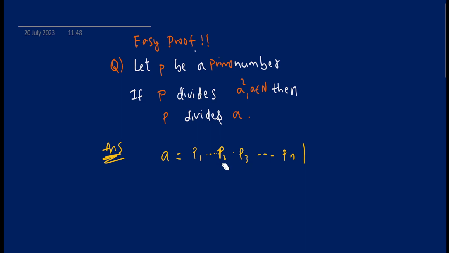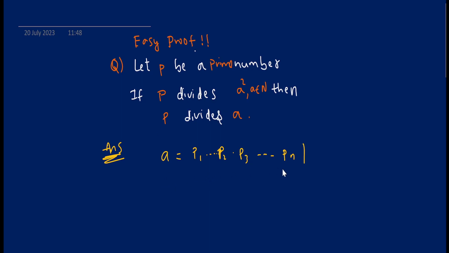p1 and p2 might be same because it's actually p1 square. We are writing it as p1 into p2. So p1 and p2 can be same. p2 and p3 can be similar. So we are factorizing such that the power of every prime number that is going to be there is 1, and p1 can be equal to p2, p2 can be equal to p3 because power can be anything, right? So we are factorizing to the power 1. So we can do that without loss of generality, right?